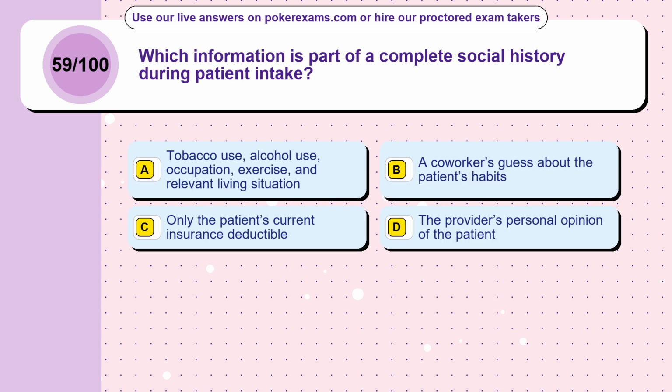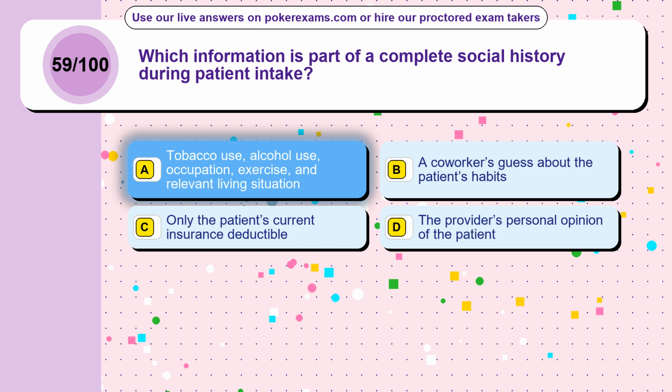Question 59. Which information is part of a complete social history during patient intake? Option A. Tobacco use, alcohol use, occupation, exercise, and relevant living situation. Option B. A coworker's guess about the patient's habits. Option C. Only the patient's current insurance deductible. Option D. The provider's personal opinion of the patient. The correct answer is option A.